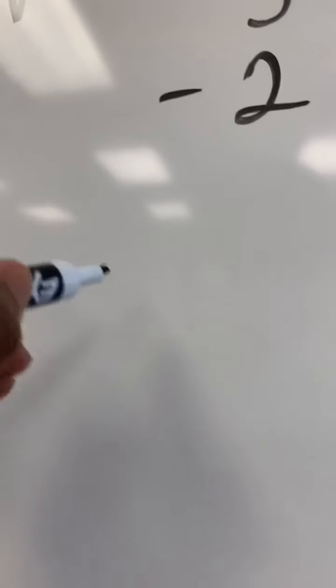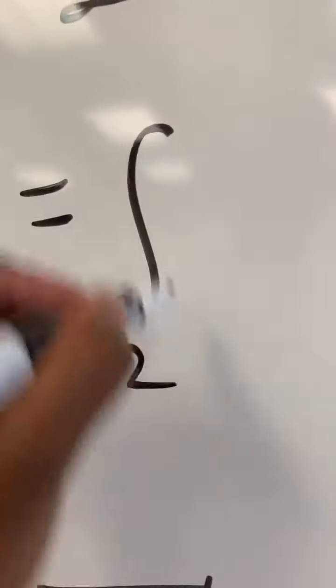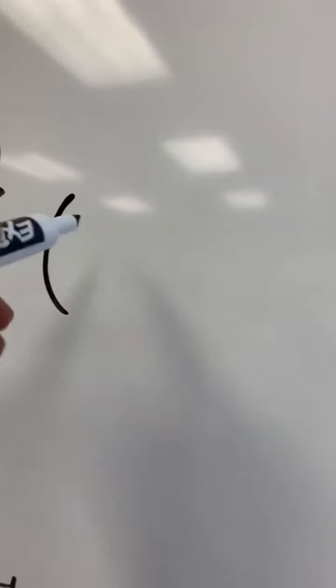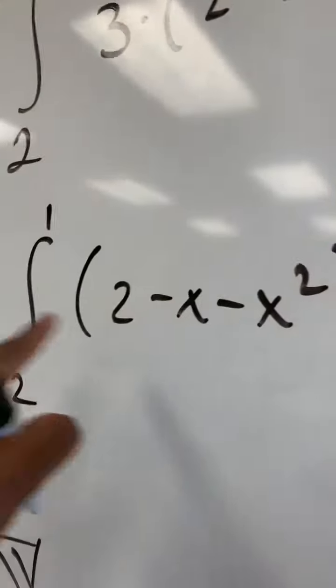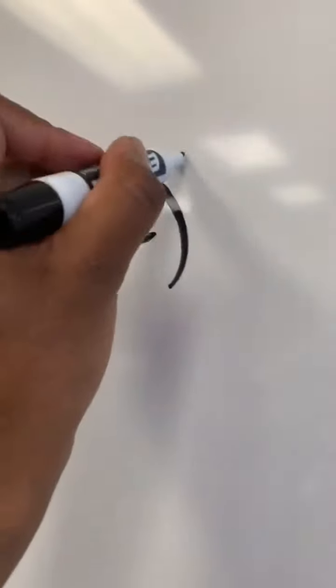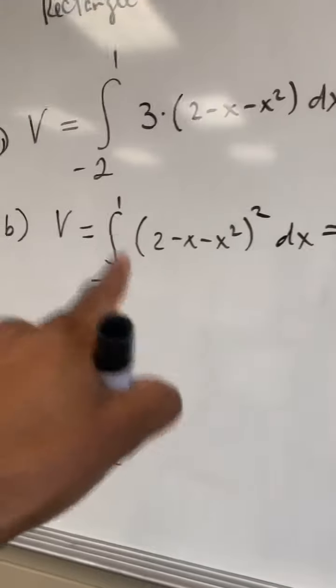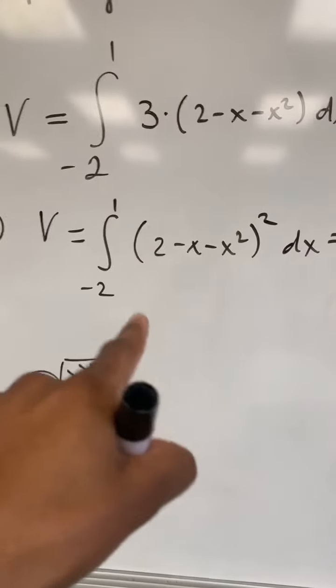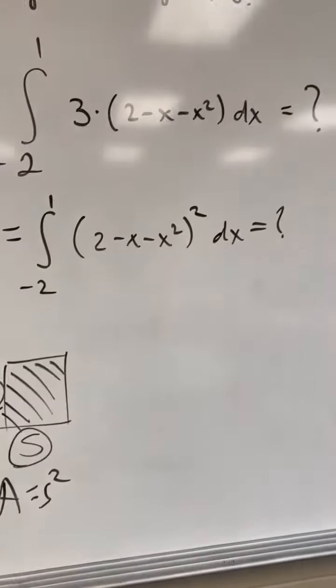In other words, my volume will be equal to my integral from -2 to +1. My s happens to be 2 minus x squared, but that's just a side. This side has to be squared. This one right here would give me the volume if my cross section was a square, because I took the side and raised it to the second power.